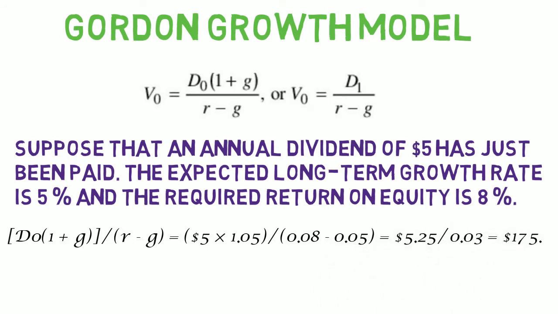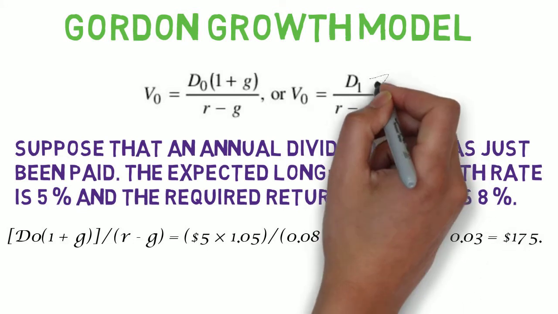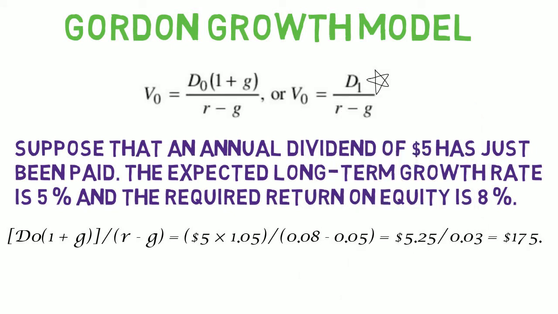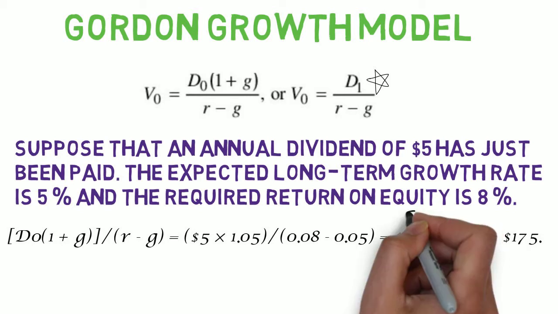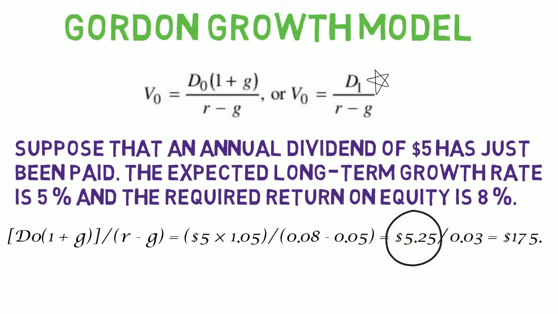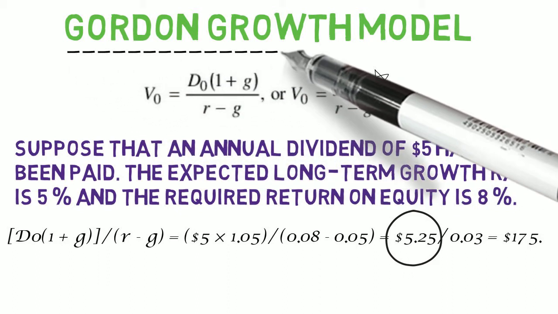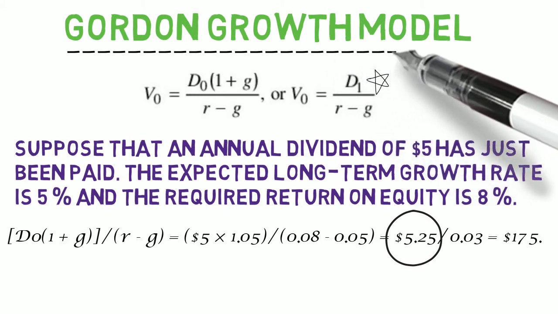A word of caution: when calculating the model value, be careful to use D1 and not D0 in the numerator, which is the common mistake I see in student solutions for the exam problems and even for the homework problems. So make sure you understand that when you calculate the model value, you need to use D1 instead of D0 in the numerator. The Gordon growth model is very simple, but it may not be realistic for many or even most companies.